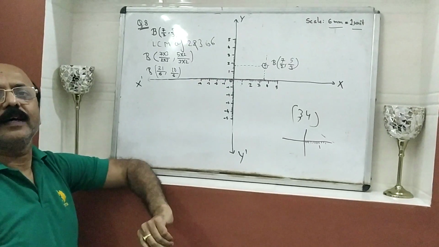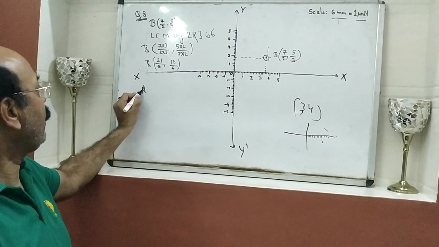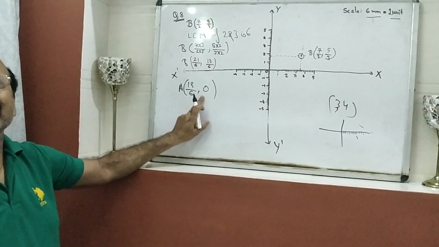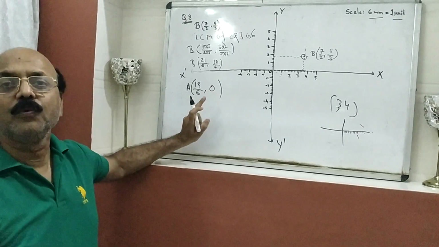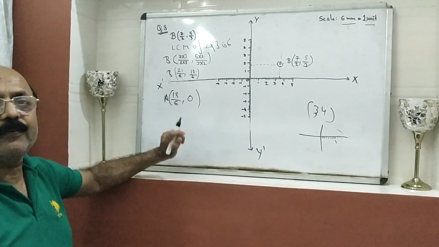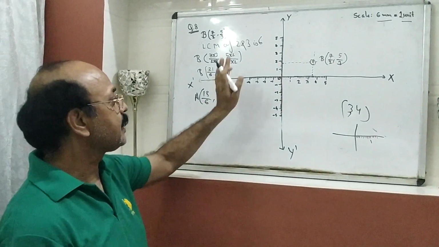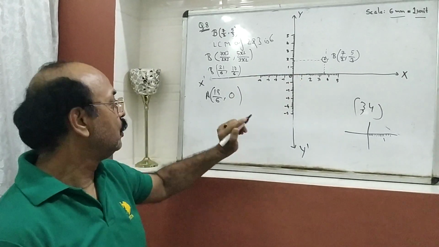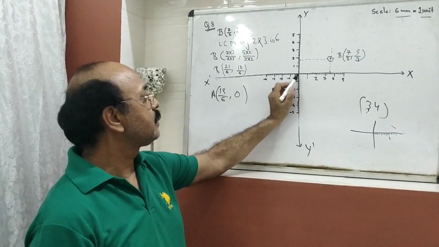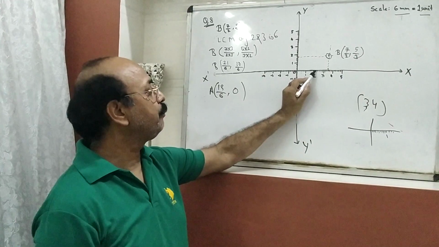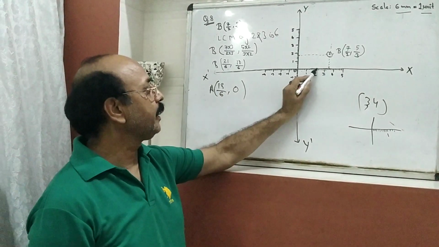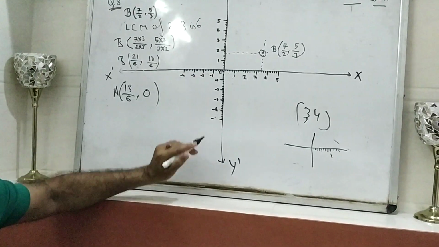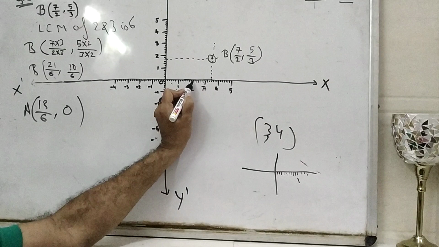Now I am going to take another point, A point, 13 by 6, 0. 0 you can say is 0 upon 1. Now the LCM of 6 and 1 is 6. So again the same graph you can use for this point also. So 13 by 6 means 6, 6, 12 and 1 more is 13. 13 is this. And the y-axis is 0, so you do not have to go up on the y-axis. So this 12 and 1, 13.